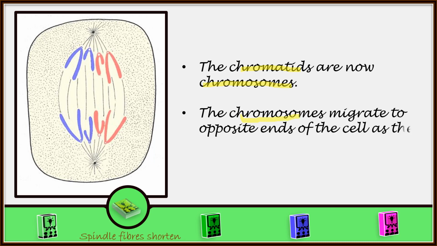The chromosomes migrate to opposite ends of the cell as the spindle fibers shorten. So as the spindle fibers go on shortening, they go with the chromosomes, taking them to different or opposite poles.